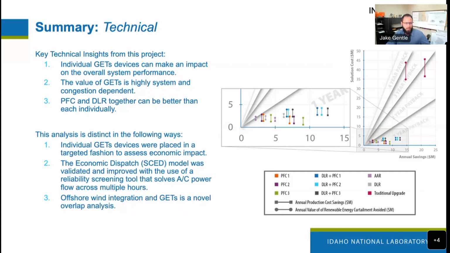But giving you the high level here: individual grid enhancing technologies can make an impact. And the value is highly system and congestion dependent. We understand that. And power flow control and dynamic line rating together can be better than each individually. Interesting, right? Not too surprising, but we wanted to make sure we bring it all home.